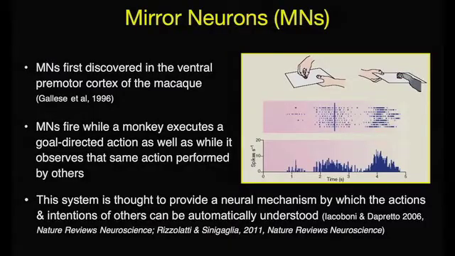And so, to make a very long story short, the system is thought to provide a neural mechanism by which we can understand the actions and intentions of others in a very automatic, implicit way. So right now, if you see me reach for the bottle of water, a no-brainer, you know what I want to do, right? I want to drink. And why? Because I'm thirsty, or you may think because I want to think about what I'm going to tell you next. But it gives you kind of an automatic reading.